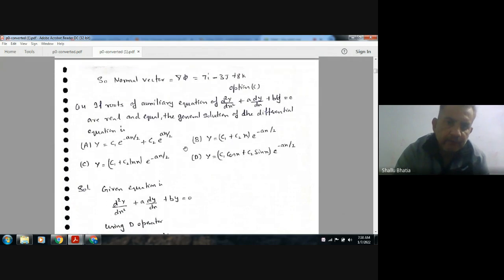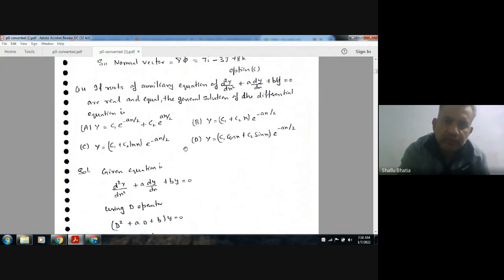Next, if the roots of the auxiliary equation of d square y by dx square plus a dy by dx plus by is equal to 0 are real and equal, the general solution of the differential equation is: A, y is equal to c1 e to the minus ax by 2 plus c2 e to the ax by 2; B, y is equal to (c1 plus c2 x) e to the minus ax by 2; C, y is equal to (c1 plus c2 ln x) e to the minus ax by 2; D, (c1 cos x plus c2 sin x) e to the minus ax by 2.